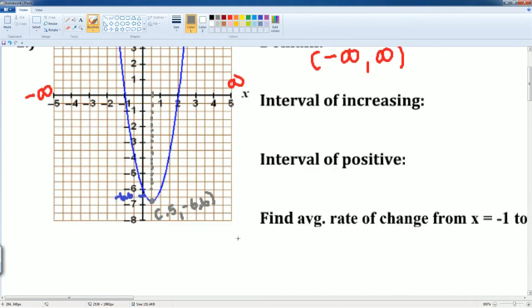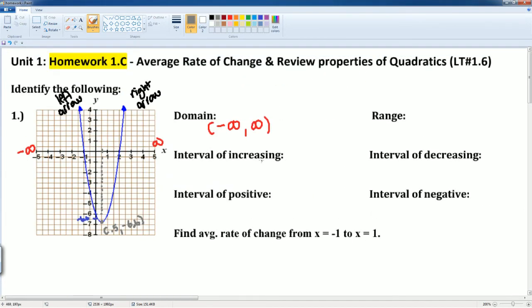That is the lowest y value that this quadratic can take. So we write it right here, negative 6.6, and goes all the way up to positive infinity. We open it with a parenthesis at the infinity on the right, but we have to close it with the bracket because it touches that negative 6.6 for the range.